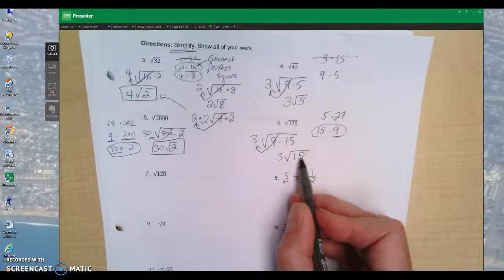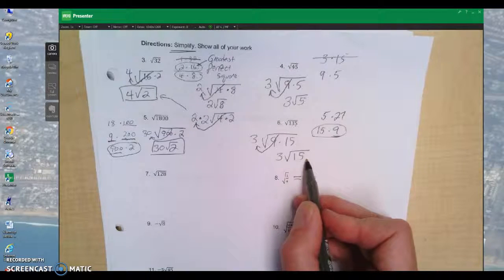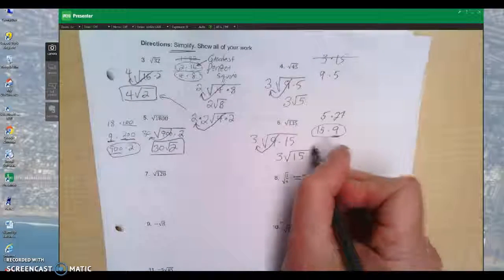Now just double check, does 15 have any factors that are perfect squares? Well, 15 only has 3 and 5 and itself and 1, so you're done.